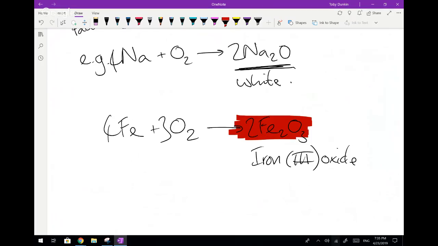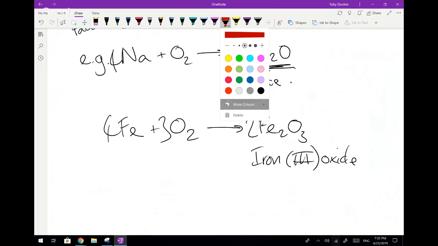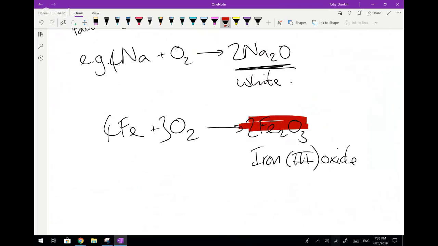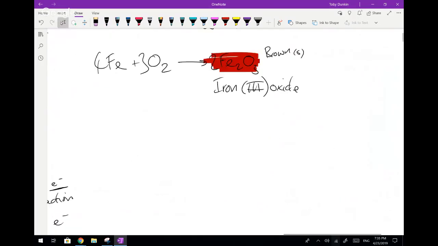I shouldn't do it in red. It's bad for me to not use the correct colors when I can use the correct colors. More colors, let's go for brown. So this is brown in color. So we pick up, this is a brown solid. So transition metals all form colors.